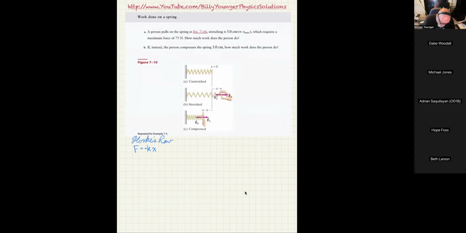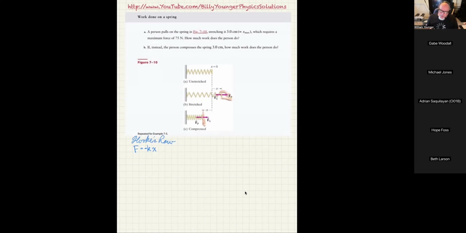And what we want you to imagine is that we have just such a spring attached to a wall, and we want to apply a force to it and calculate the work done. So it says a person pulls on the spring, figure 17.10, stretching it 3 centimeters, which requires a maximum force of 75 newtons. How much work does the person do? The person is pulling the spring a distance x, and the force that the person is applying is in the same direction as the stretching. So those two quantities both have the same sign.